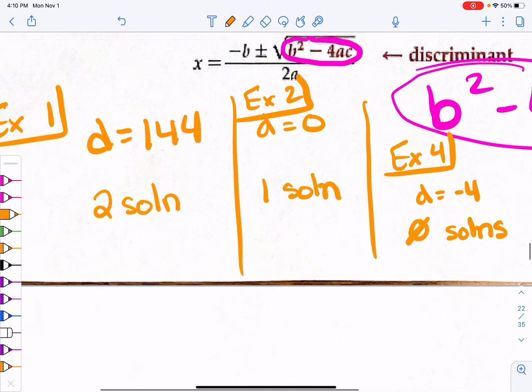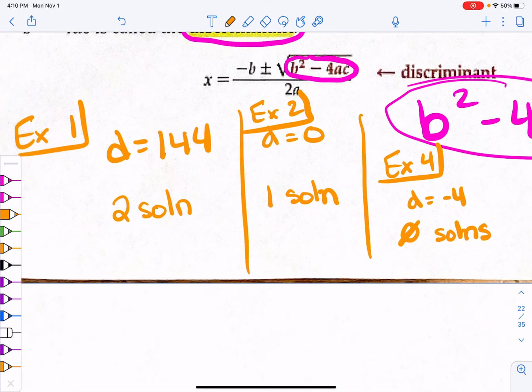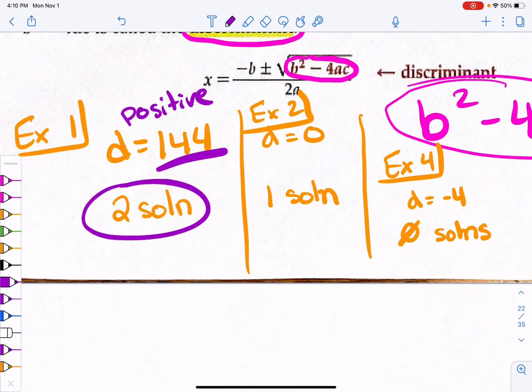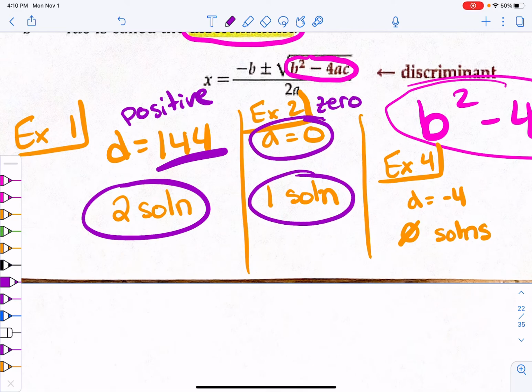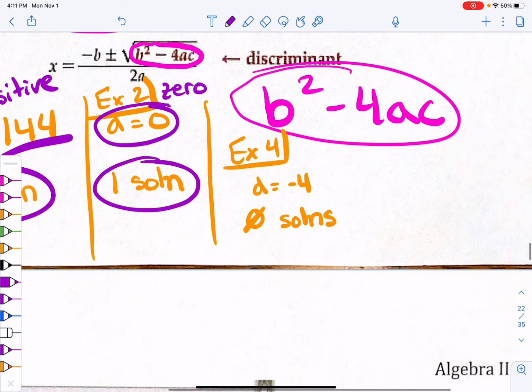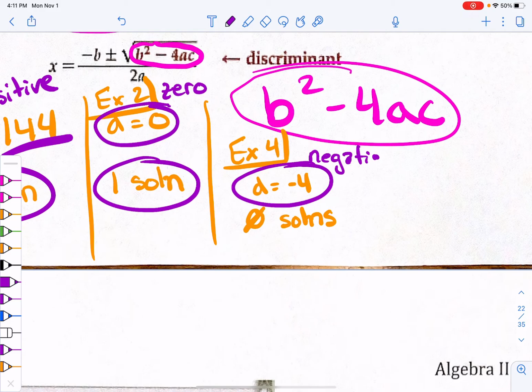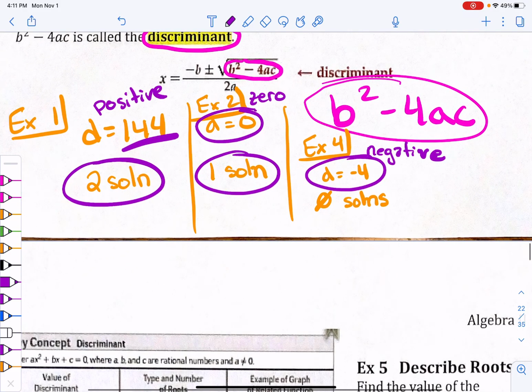Okay, so here's the rule. If the stuff that you get underneath of the square root, which is called the discriminant, is a positive number, like positive 144, you're going to get two solutions. If that number is 0, you're only going to get one solution because you're adding 0 and subtracting 0. And if your number is a negative number, like this one, you're going to get no solutions because you cannot take the square root of a negative number. It's imaginary, right? So that's how that discriminant works, okay?